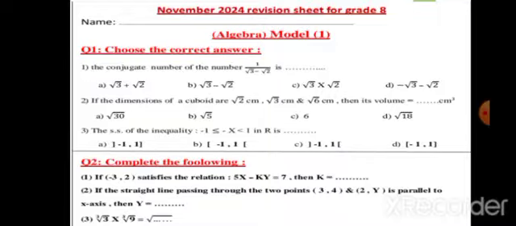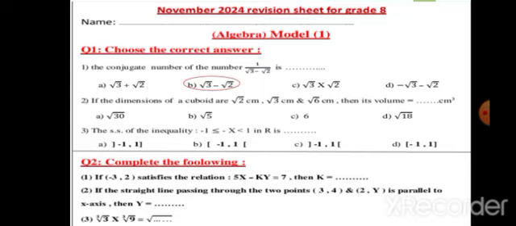First, multiply this fraction by root 3 plus root 2 over root 3 plus root 2. So result will be root 3 plus root 2. What's the conjugate number of root 3 plus root 2? Excellent. Root 3 minus root 2.